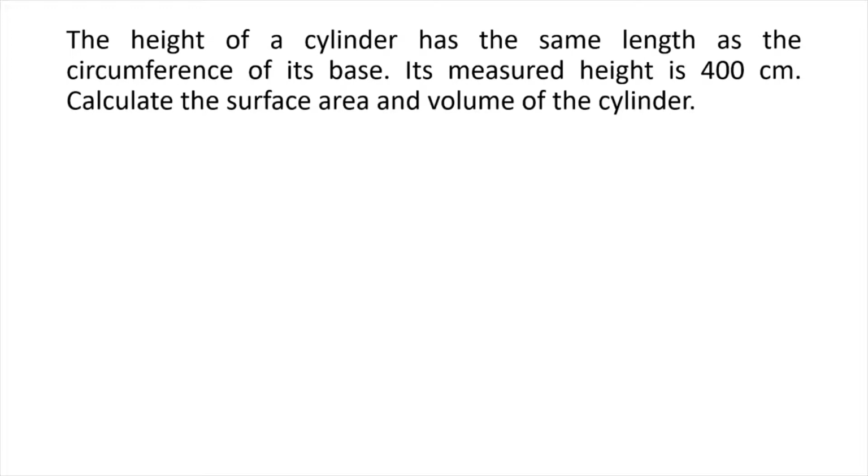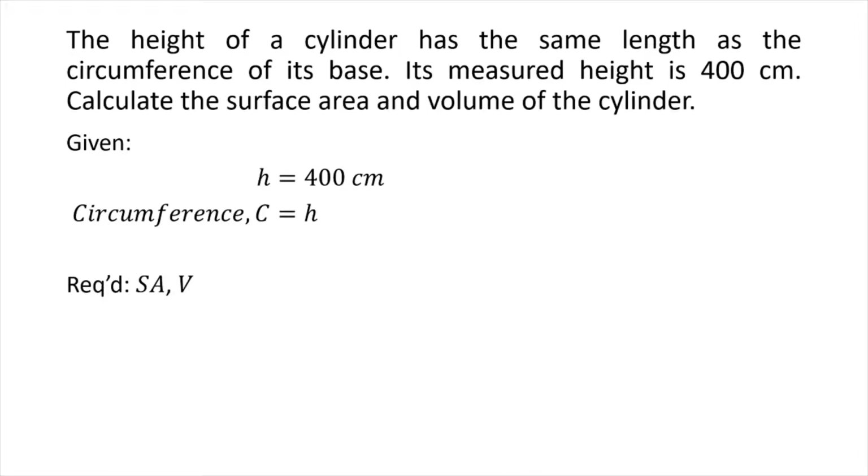Next, the height of a cylinder has the same length as the circumference of its base. Its measured height is 400 centimeters. Calculate the surface area and the volume of the cylinder. So we have a cylinder whose height is 400 centimeters, and according to the problem, the circumference of its base is equal to the height, which is also equal to 400 centimeters. And then we are asked to find its surface area and its volume. Let's solve.